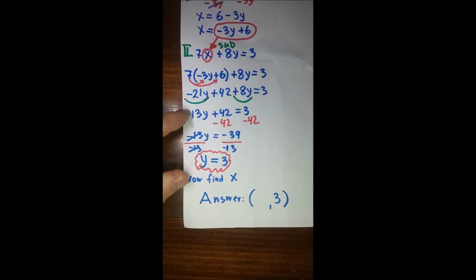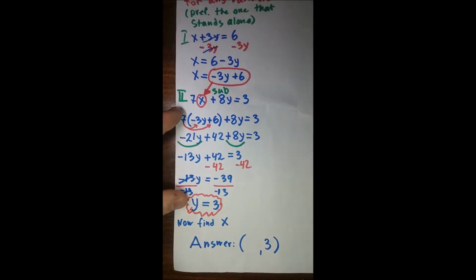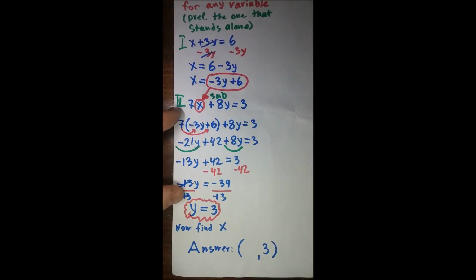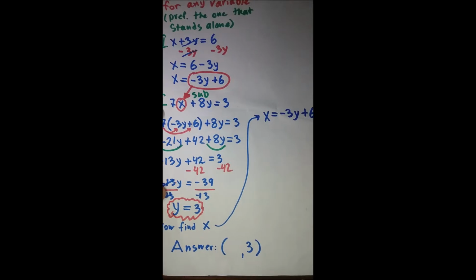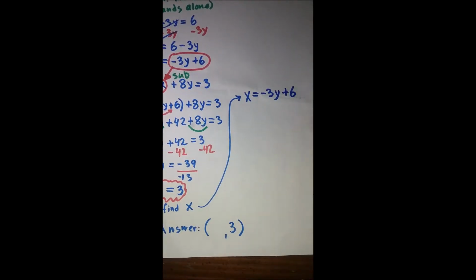Now we need to find x. I'm going to zoom out and just give you what we've done so far. And look here: x equals negative 3y plus 6. So I'm going to write it right here. x equals negative 3y plus 6. What was our y again? Our y was positive 3. So I'm going to write down x equals negative 3, instead of y, I'm going to put times positive 3, plus 6.